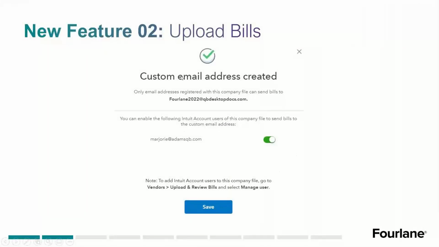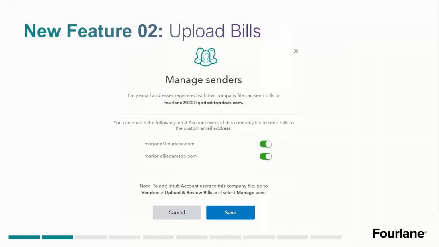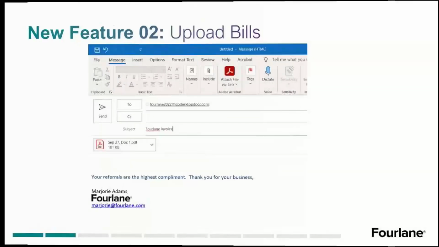Once that email address is set up, this is where you go in and say who you're going to allow to have access. In here, you can see I've now allowed a couple people to have access. Basically what that means is if someone tried to email Fourlane 2022 at qbdesktopdocs.com and it was not from one of these email addresses, it would error out to them. They would get a response back that says you are not set up to be able to send documents to this email address. Please go ahead and talk to your administrator. So it has to be very exact.